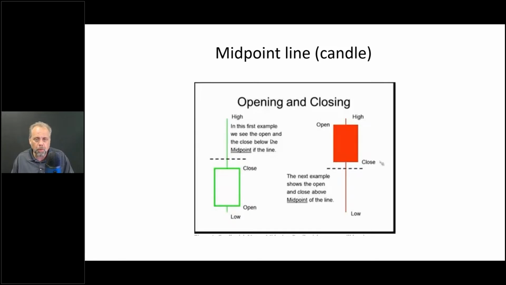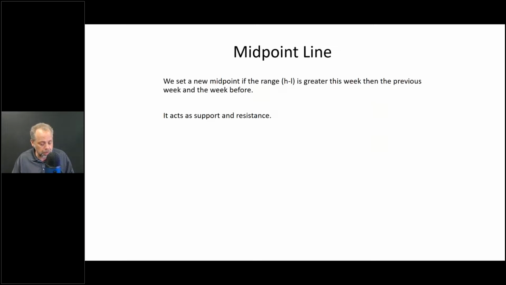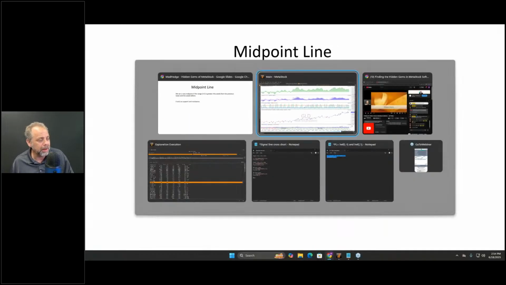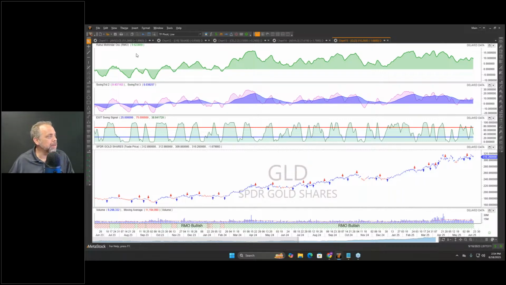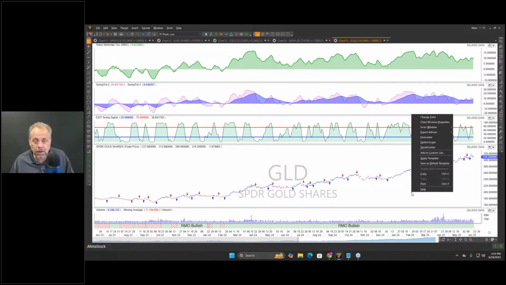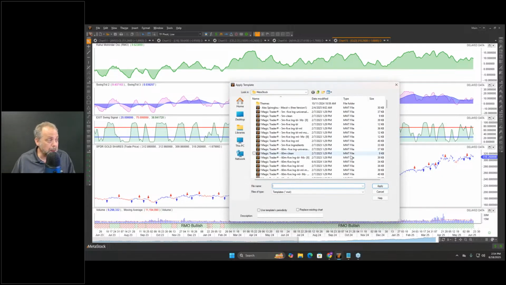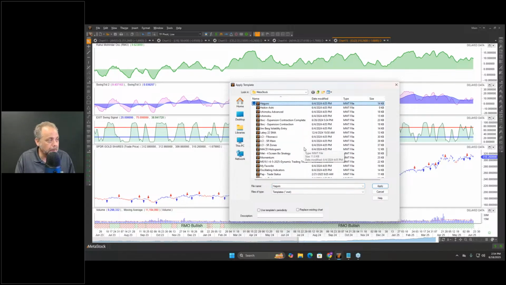The other thing that was important is the weekly midpoint. He would use that as support and resistance. So I'm going to go to one of the charts you selected. Let's do gold. What I'm going to do is just apply the template. I'm going to go right here to apply template, and the name of the template is of course Haguro. So I'm going to go ahead and apply that.